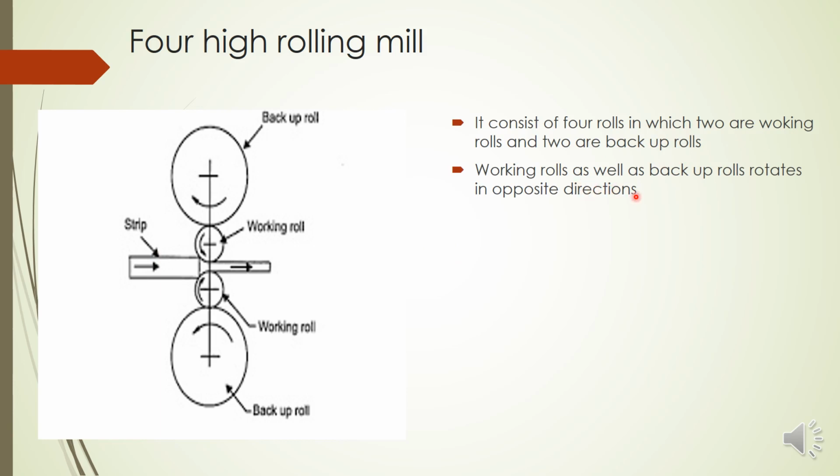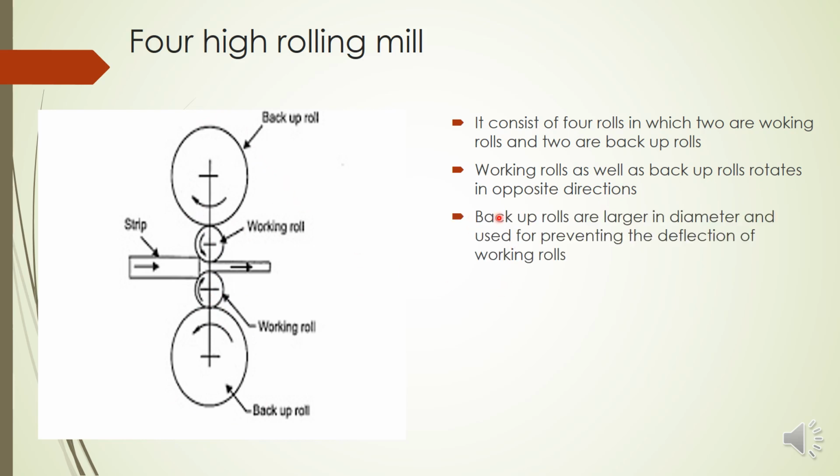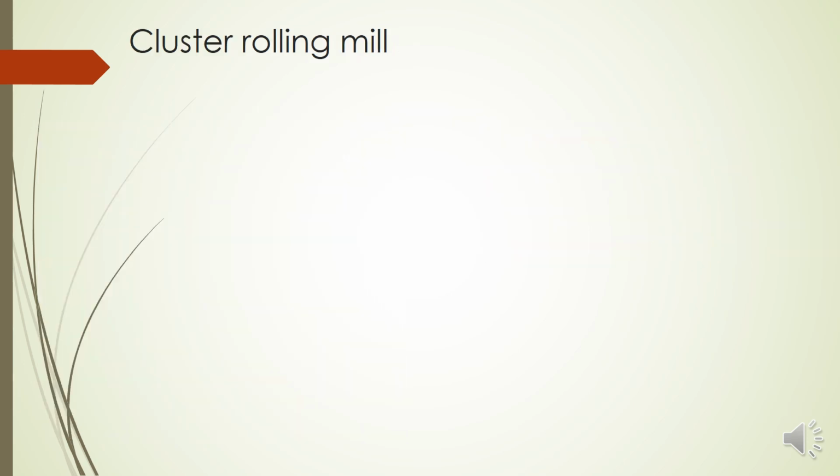The working rolls as well as the backup rolls rotate in opposite directions. You can see here the 2 working rolls rotate in opposite directions and the 2 backup rolls rotate in opposite directions. Generally the backup rolls are larger in diameter and they are used to prevent the deflection of the working rolls. So they are used as a support to avoid the deflection of these working rolls.